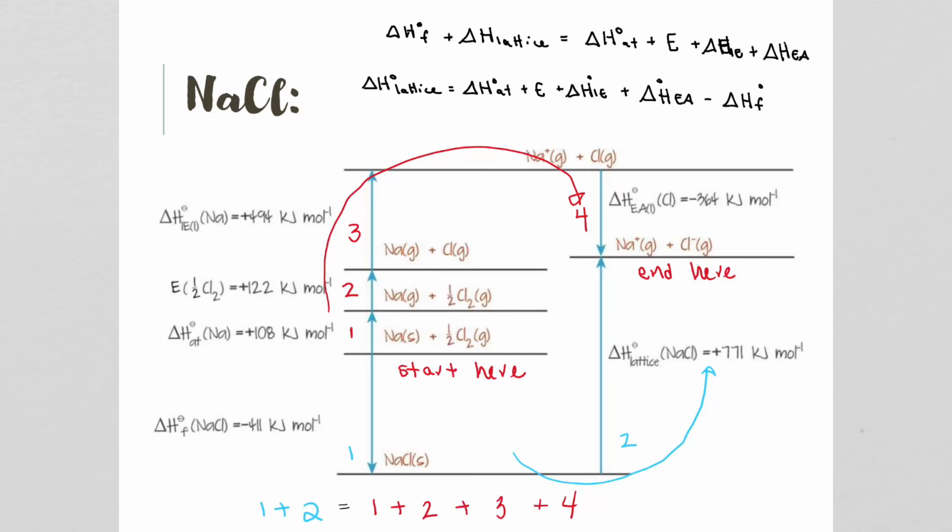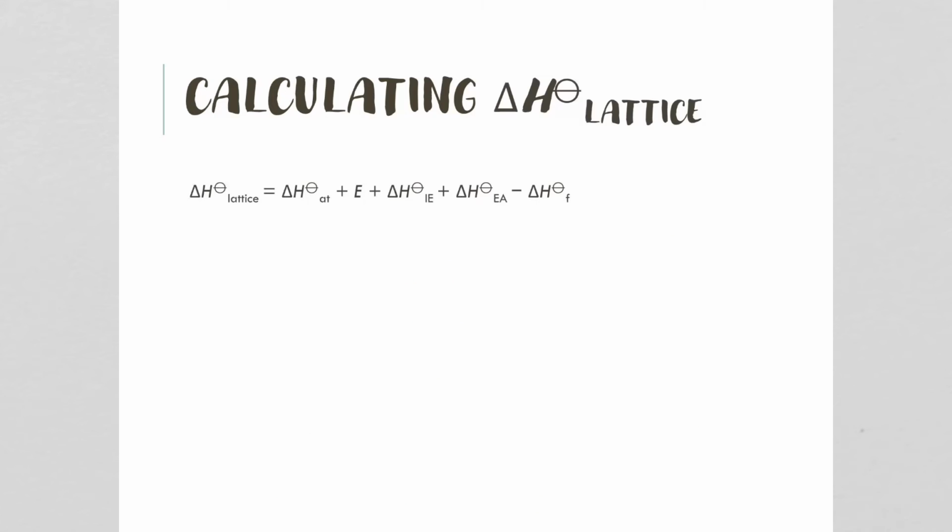So that's how you would solve for that. Now if we plug the values in, we'll actually prove that this relationship equals the lattice enthalpy. So our delta H of atomization was 108 plus 122 plus 494 plus negative 364, because the electron affinity was negative, and then minus the heat of formation, 411. That is equal to 771 kilojoules per mole, which is the value that we saw for the lattice enthalpy.